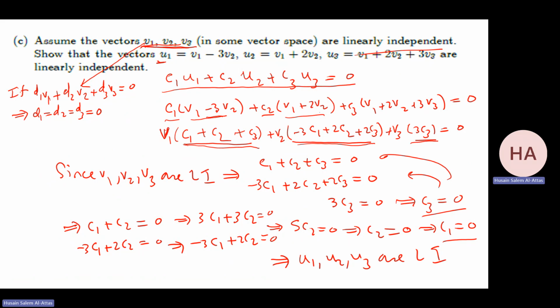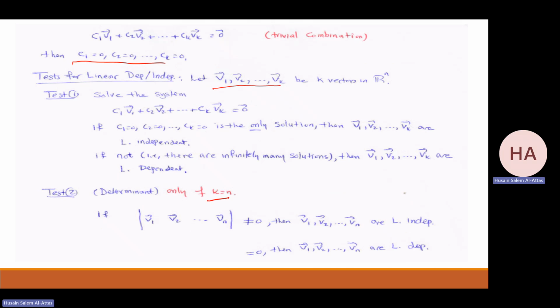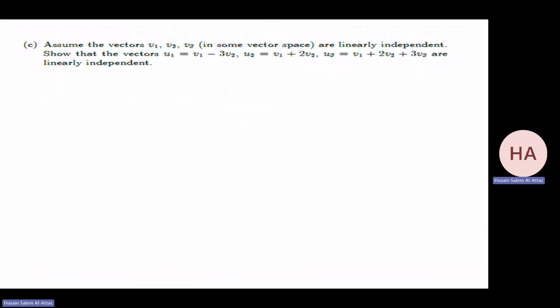Yeah, I think it's the same as this one. V1 minus 3 V2, V1 plus 2 V2. Yeah, they are exactly the same. So done before. No need to do it again. And you notice this has been done.